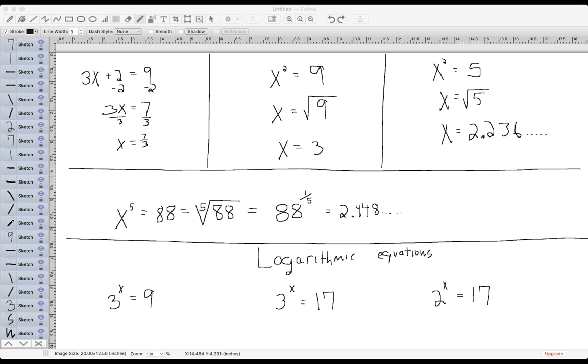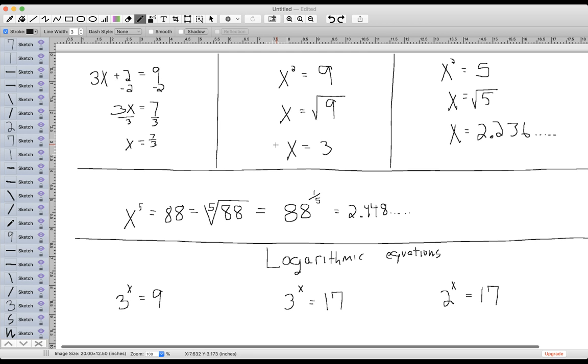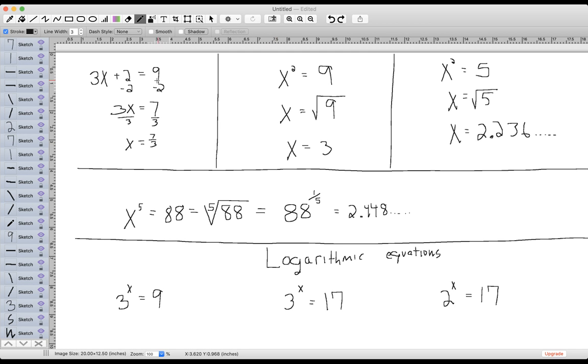Welcome. Today we're going to introduce logarithms. But before we do that, I want to emphasize why we're going to introduce logarithms. Up to this point, we've been able to solve equations, even quadratics, hyperbolas, ellipses. Let's look at this simple equation right here, 3x plus 2 equals 9.